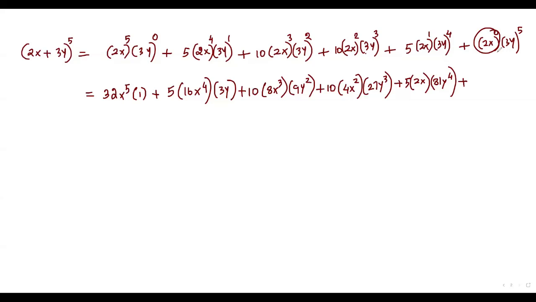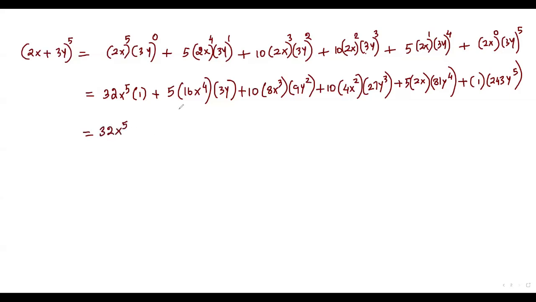And the value of 2x raised to the power 0 is just 1. When I distribute this exponent 5 to the base 3, 3 to the fifth power is 243. Then when I distribute this exponent 5 to the y, it will be y to the fifth power. Okay, now let's do some simplification. When I multiply 32x to the fifth power by 1, it's still the same, 32x to the fifth power.